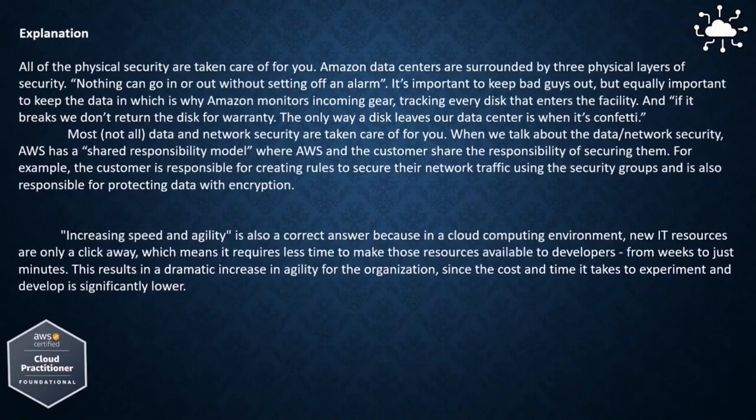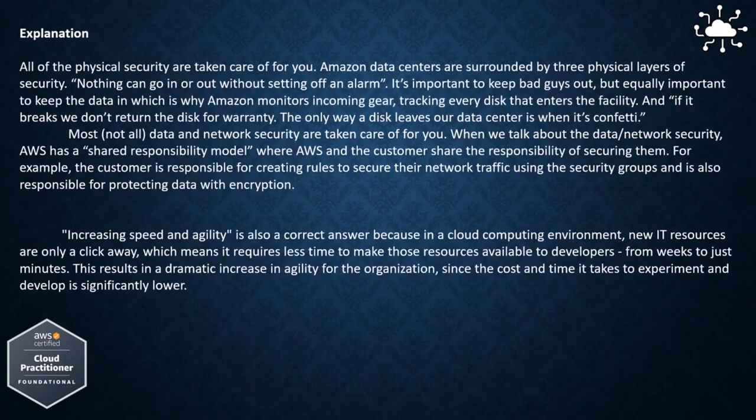Explanation. All of the physical security are taken care of for you. Amazon data centers are surrounded by 3 physical layers of security. Nothing can go in or out without setting off an alarm. It's important to keep bad guys out, but equally important to keep the data in, which is why Amazon monitors incoming gear, tracking every disk that enters the facility. And if it breaks, we don't return the disk for warranty. The only way a disk leaves our data center is when it's confetti.